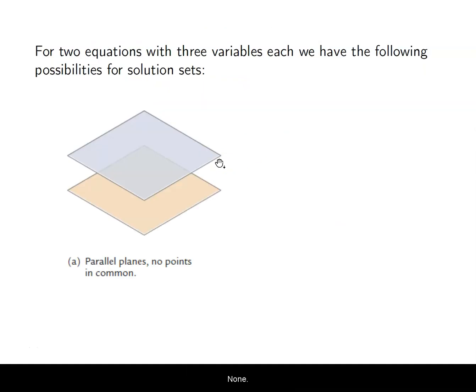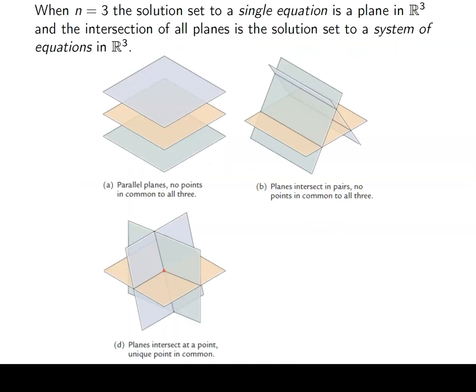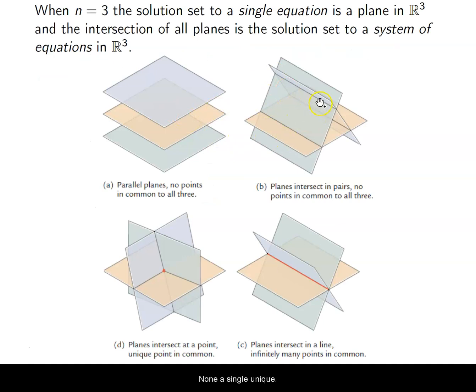Again, none, infinite. Okay? None, a single unique or infinite. There's no way to have 3 solutions, right? It's one or infinite or none. That's all.